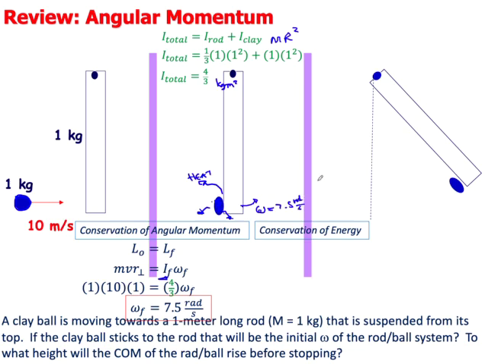If you check the kinetic energy here compared to the rotational kinetic energy here, you'll discover that we've actually lost some energy. Where did it go? Into E-dis.